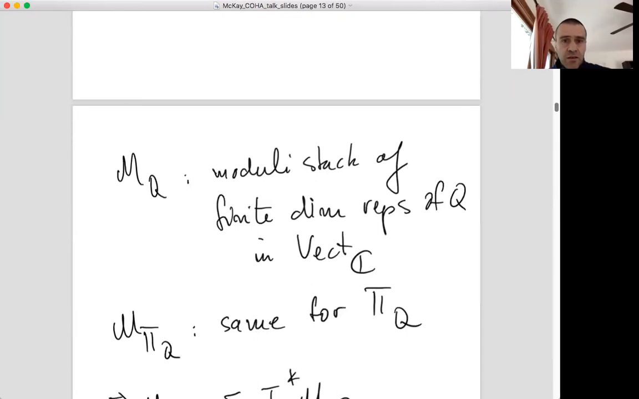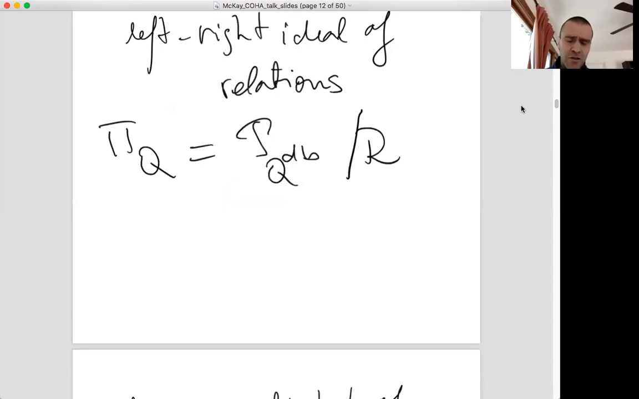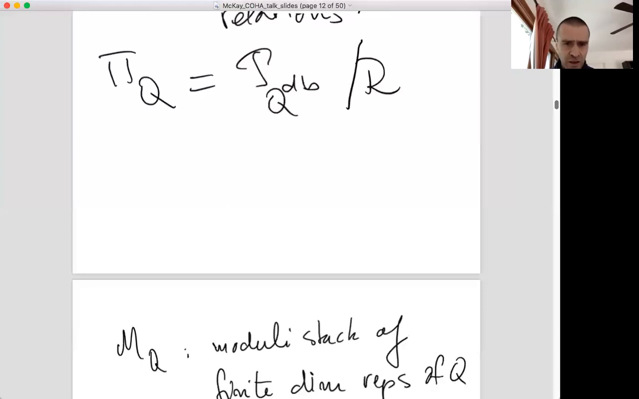Now, as I said, there are exceptions. Funnily enough, if you take Q to be a finite Dynkin quiver, then the resulting preprojective algebra has infinite homological dimension, but there are still tricks to deal with this situation and still get a cohomological Hall algebra. Okay, so now what do we do?